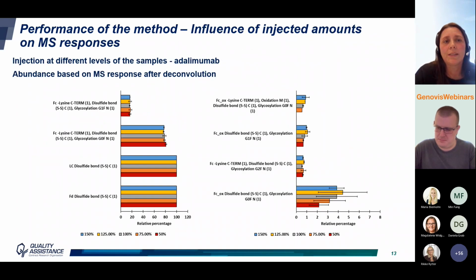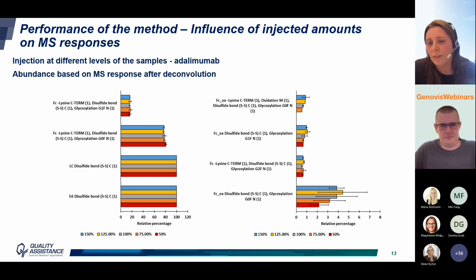And we also check the influence of injected amounts on the MS responses by injecting the sample at different levels and check the MS response after deconvolution. And here as well, we have limited error bars. You can see them. It's quite minor, except for, again, one a bit more odd identification. But here as well, it's a small amount, and we believe this is acceptable.